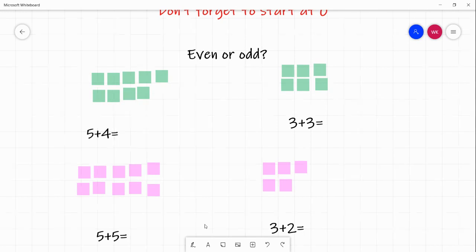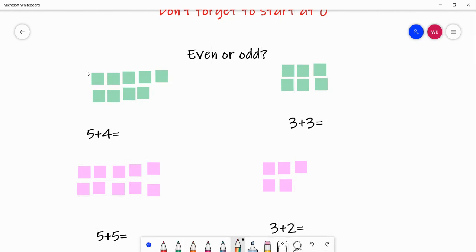Even looking at our groups right away, you can tell that there's 5 up here and 4 boxes down here. So you should already be able to tell that this number is going to be odd because you do not have even groups. You have a 5 group and you have a 4 group. So let's count. What's our number?